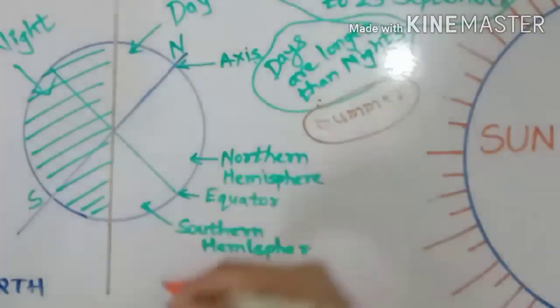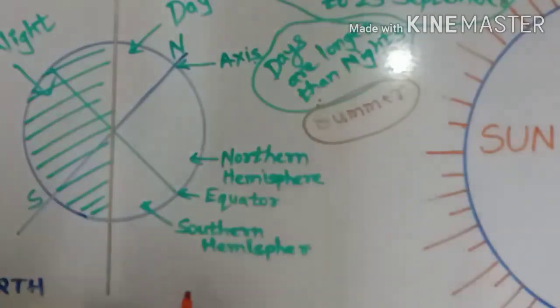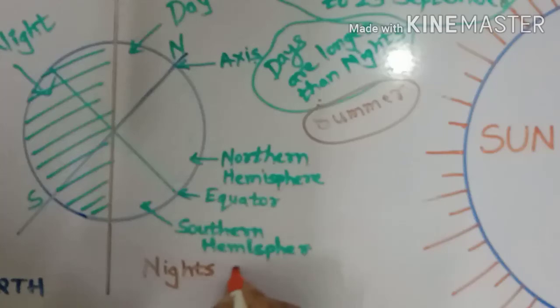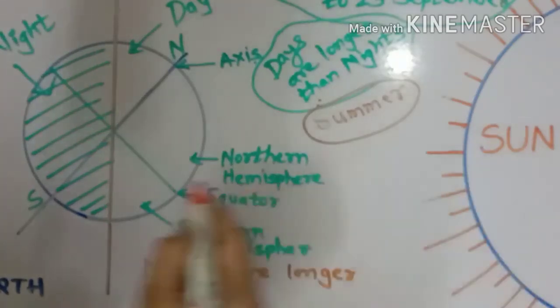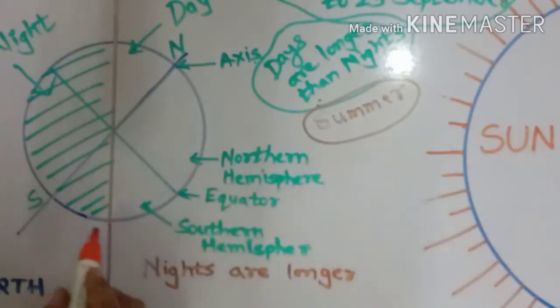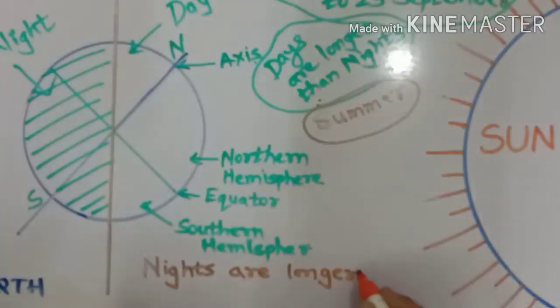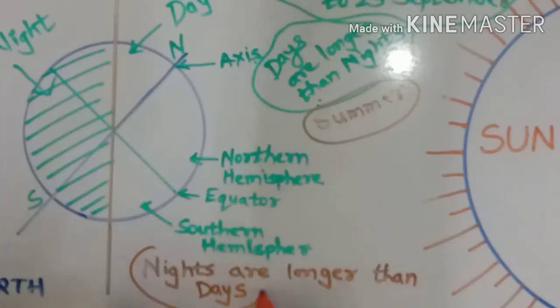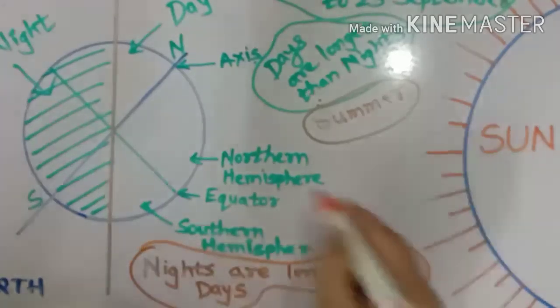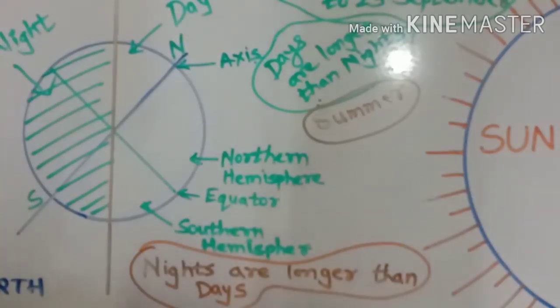While in the southern hemisphere, nights are longer. As the sun rays received in the southern hemisphere are very few, nights are longer than days. Hence, this hemisphere experiences the winter season.